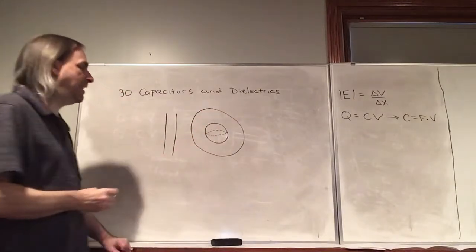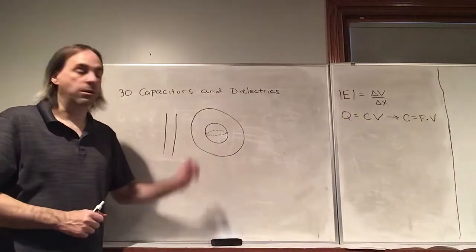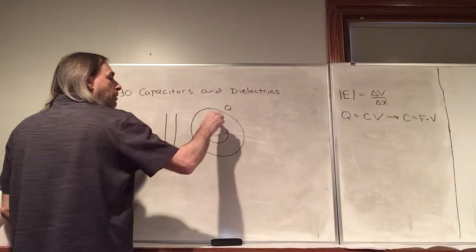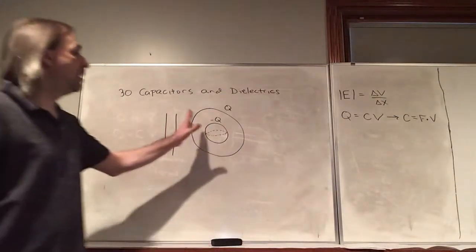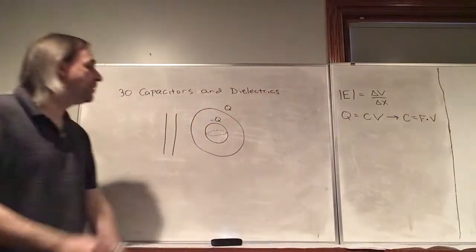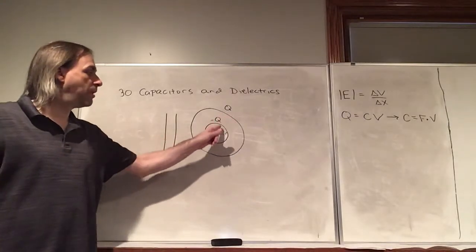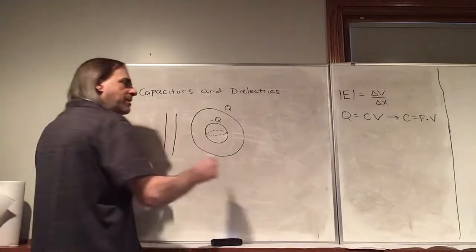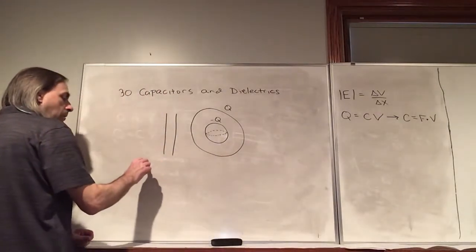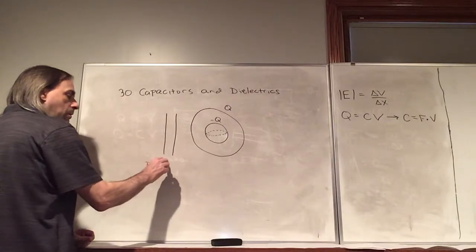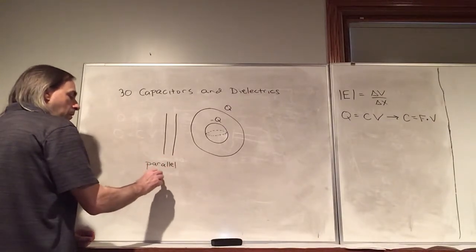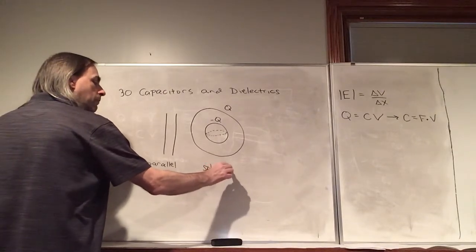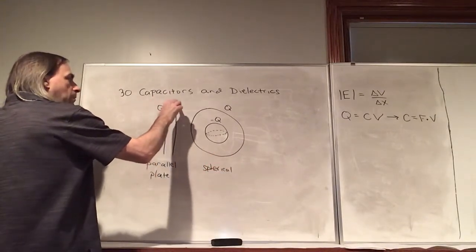Hopefully you can see, it's hard to see just from a cross section that these are spheres, but maybe you charge this one Q and this one minus Q. So there's a potential difference between them. There'd be an electric field from that positive plate to the negative plate, and this would be a capacitor. And the other is going to look, here I'll write these down: parallel plate, spherical, and I'll say Q and minus Q.